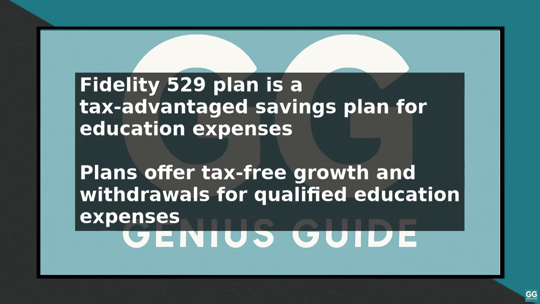A 529 plan is a tax-advantaged savings plan that allows you to save for qualified education expenses, such as college tuition, fees, and room and board. Fidelity offers a range of 529 plans, each with its own benefits and features. To get started, you'll need to understand the benefits of a Fidelity 529 plan.